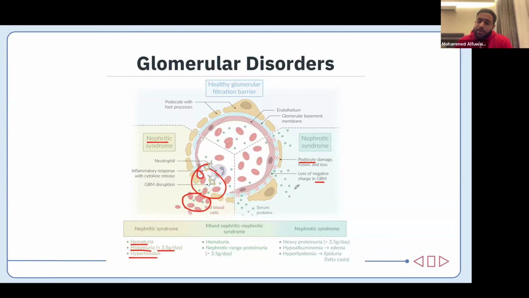Number two is you'll have loss of charge in the glomerular basement membrane. Why? You'll see that a lot of these deposits are going to deposit where? In the membrane. Okay, membranous nephropathy, and all these we'll go into, the membranoproliferative and so on and so forth. It will deposit in the membrane, so it will cause loss of charge in this membrane, hence causing proteinuria.